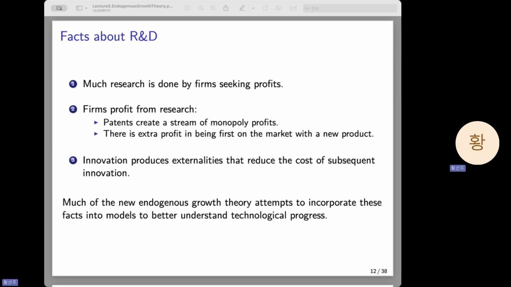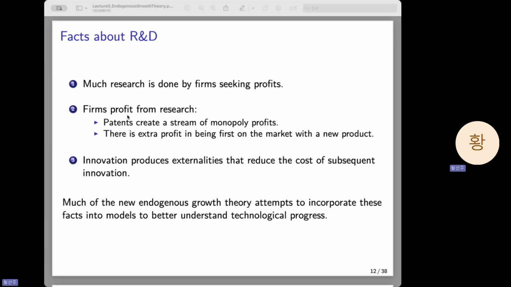Let's look at some empirical facts that motivate modern endogenous growth models. Much of R&D is done by private firms, not government. Firms do research because they expect future profit. Firms profit from research mainly through patents, which allow them to enjoy temporary monopoly profit, so they can be the first mover in their market.